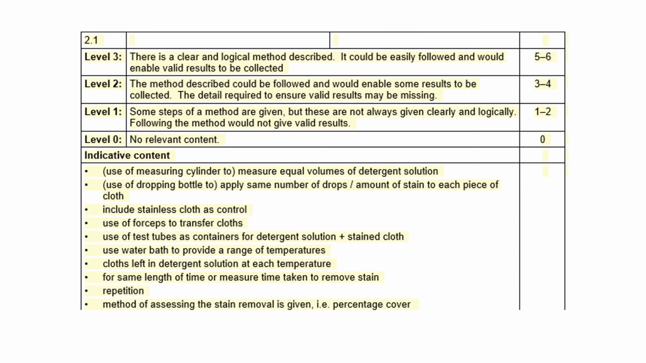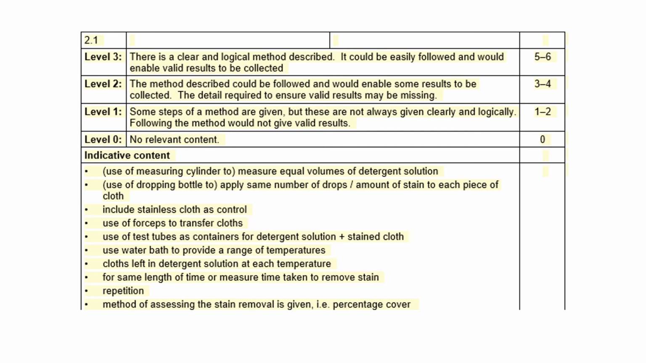So now that you've got your ticks of things that you could have included, we're then going to move to the different levels. If we start with the top level and work our way down, if you haven't reached the level, then look at the next level and see if you get marks in that. To get all 6 marks, it needs to be a clear and logical method that you've described. It could be easily followed and would enable valid results to be collected. So somebody else can easily follow it and they'll get the same results as you. That would be worth 5 to 6 marks.